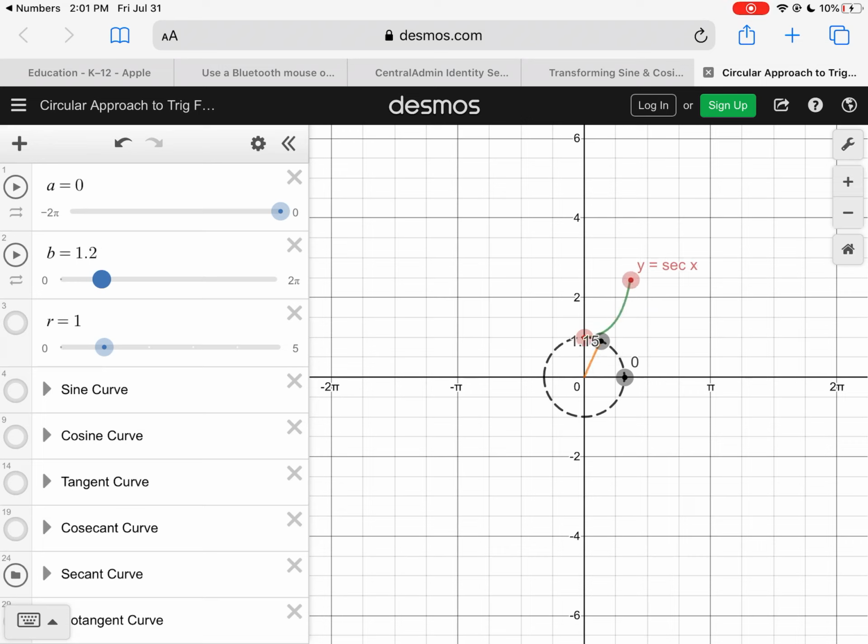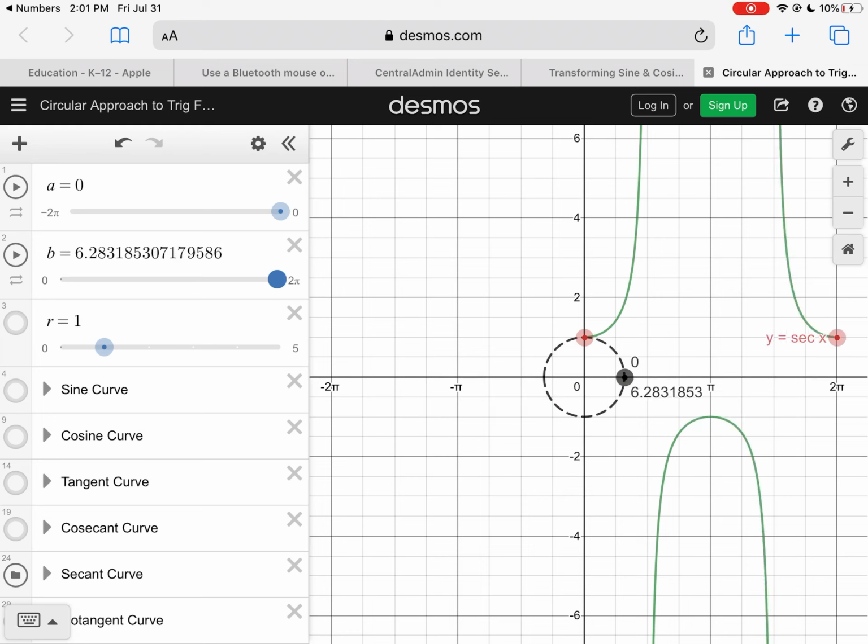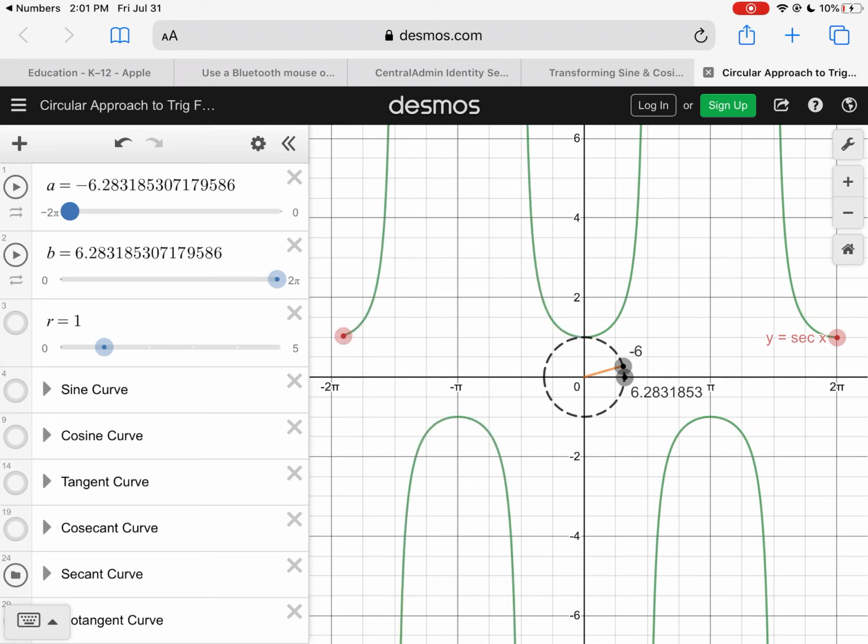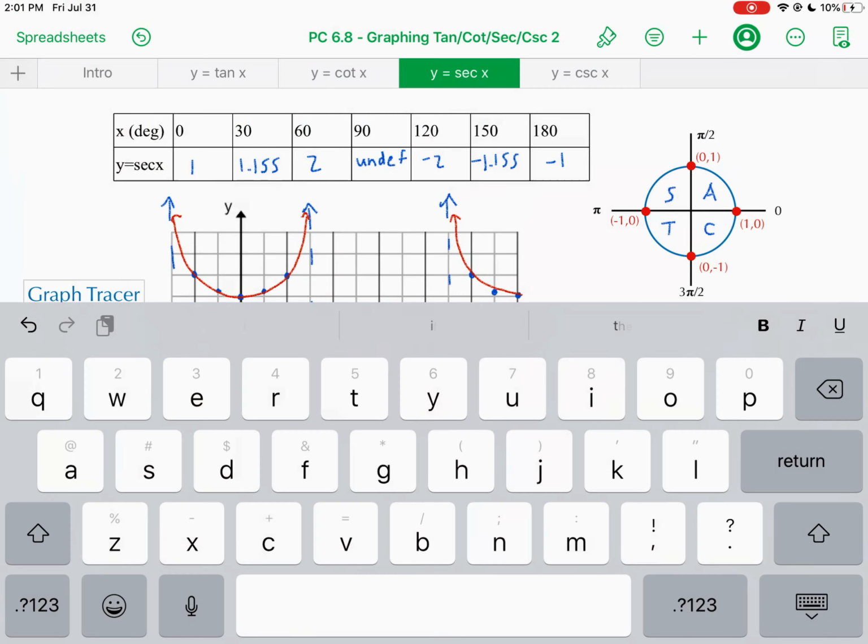Okay, so as I rotate in the positive direction, you start to see the secant curve sketched out. So that would be from 0 to 2 pi. And then here would be from 0 to negative 2 pi. There you go. All right.